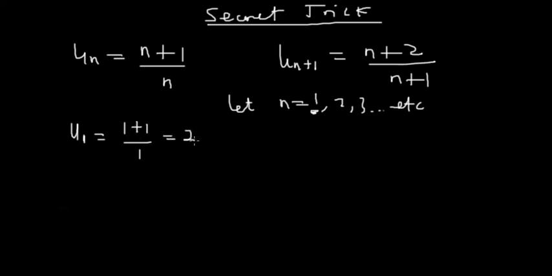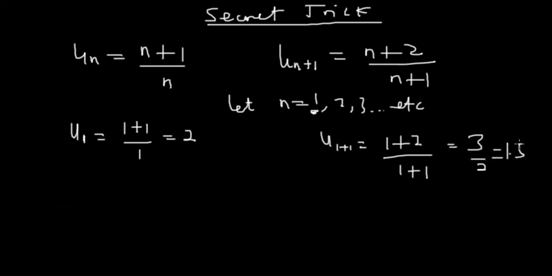That's 2. And then from here, picking N equal to 1, that's Un plus 1. So we have 1 plus 1 plus 1 divided by 1 plus 1. So this will give us 3 over 2, that's 1.5. So now, let's check this one out.